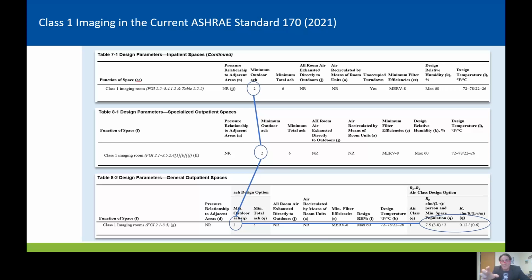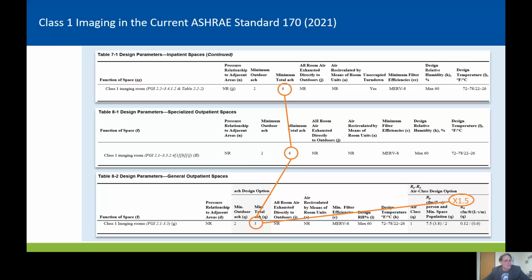8-2 being the one that you're likely to use, or that I would urge you to use. But in 8-2, there's actually two ways of calculating outdoor air. You can calculate it based on 2 air changes per hour, or you can calculate it based on 7.5 CFM per person, 0.12 CFM per square foot under the so-called RARP method, which I'll show you later. That's what I recommend that you use.